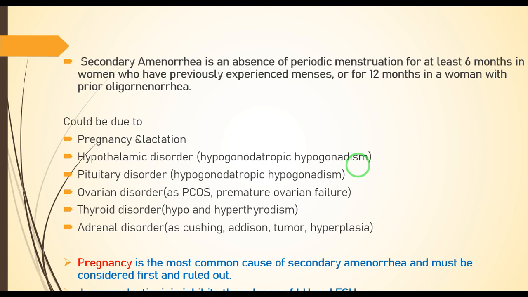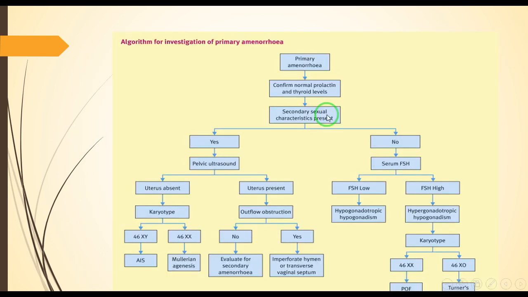Thyroid disorder can be excluded by measuring the level of the thyroid stimulating hormone. For adrenal disorder we can also screen for Cushing syndrome, for example by the 24-hour urinary cortisol, or by the dexamethasone suppression test, and so on. And we must always remember that pregnancy is the most common cause of secondary amenorrhea.